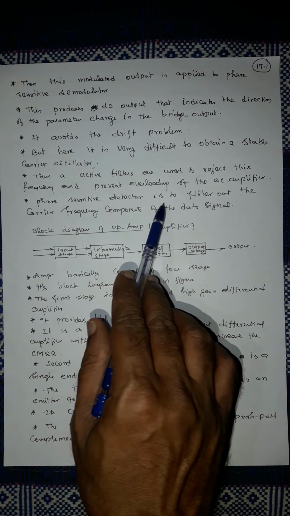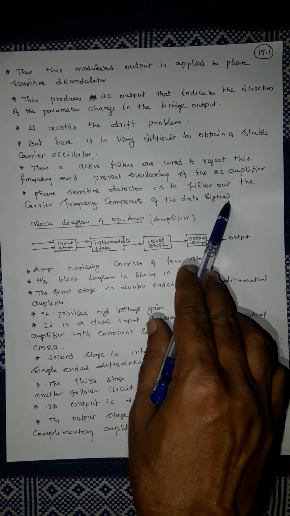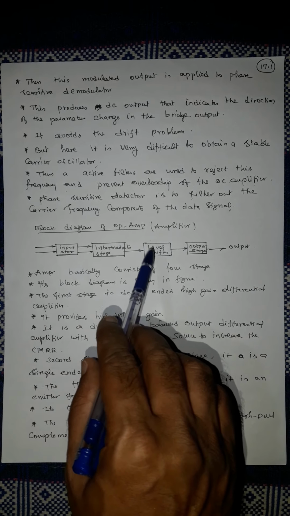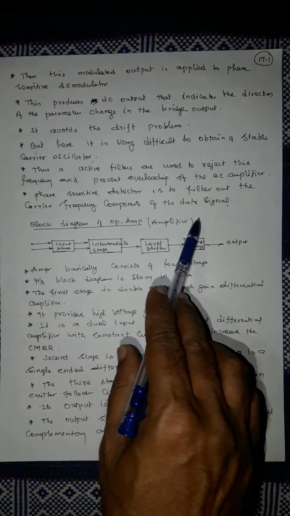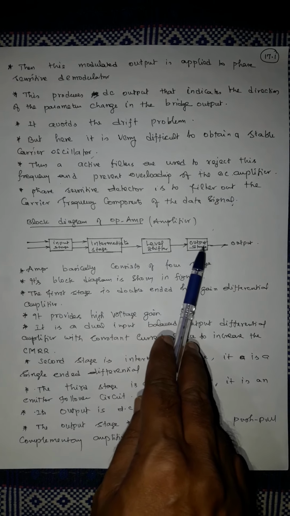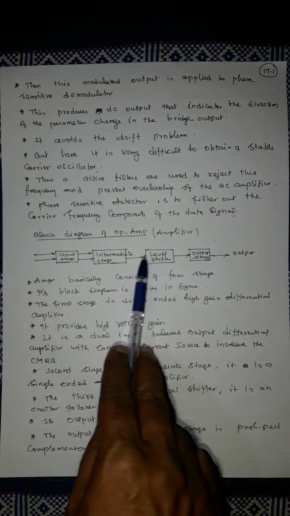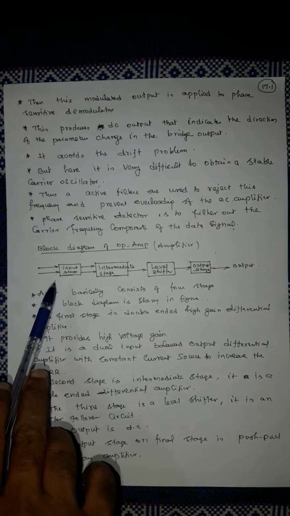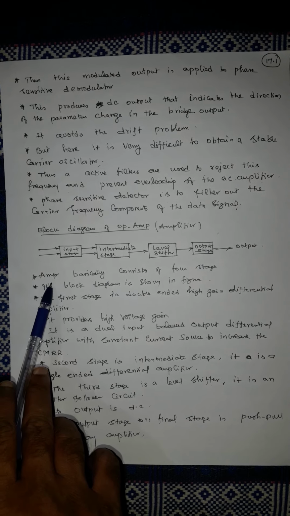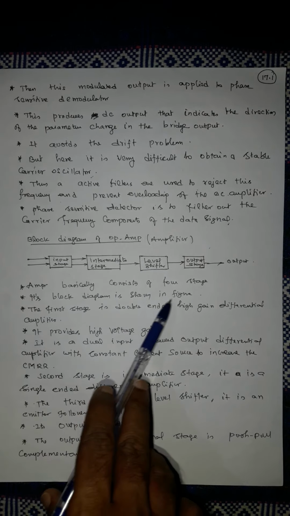The phase sensitive detector filters out the carrier frequency component of the data signal. One of the circuits used in AC amplification is the op-amp. This is the block diagram of an op-amp: input stage, intermediate stage, level shifter, output stage, output. Here we have two inputs and a single output. The amplifier basically consists of four stages. Its block diagram is shown in the figure.